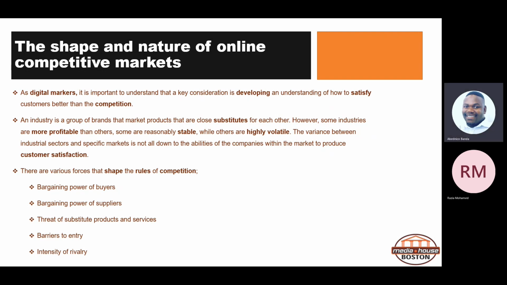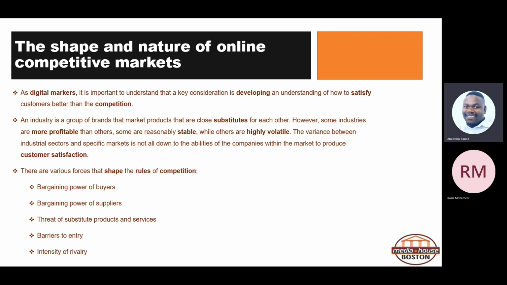An industry is a group of brands that market products that are close substitutes for each other. However, some industries are more profitable than others. Some are reasonably stable, while others are highly volatile, especially the smartphone industry. That's why you see Nokia and BlackBerry are no longer there. The variance between industry sectors and specific markets is not all down to the abilities of companies within the market to produce customer satisfaction.